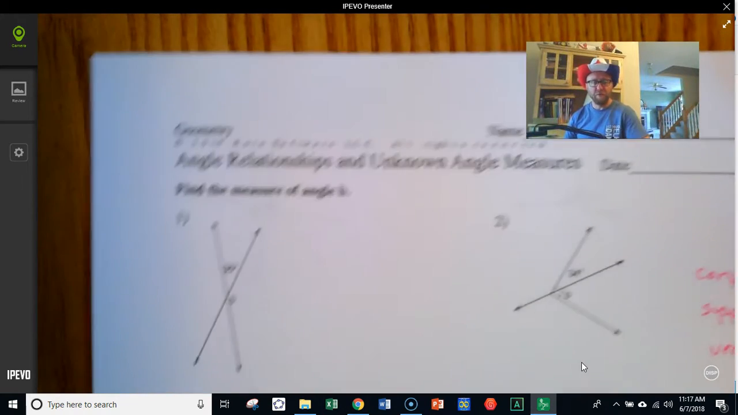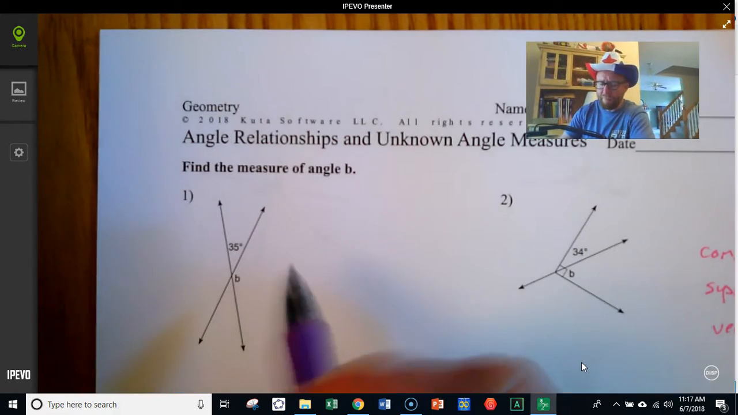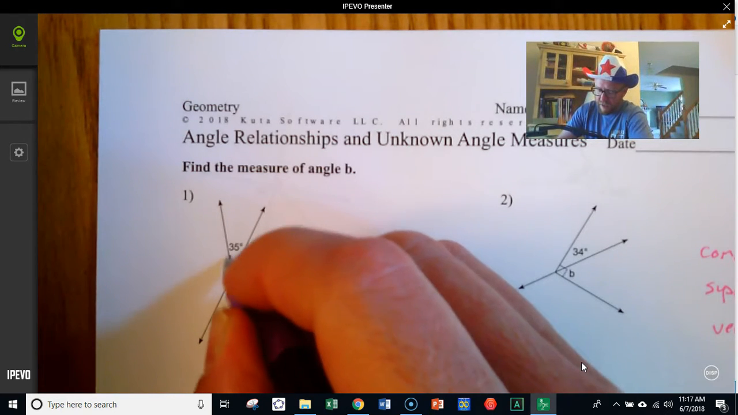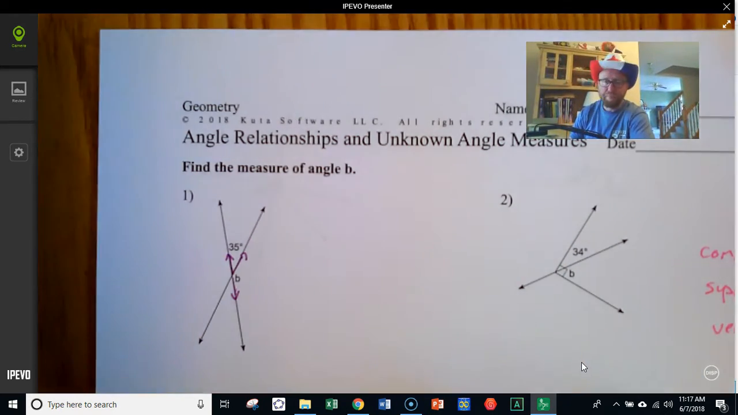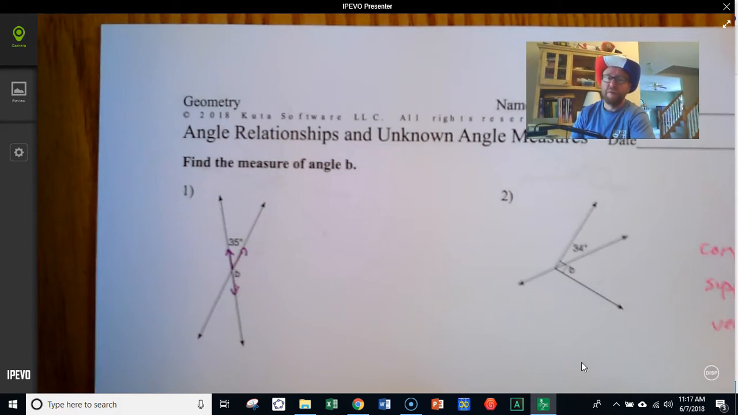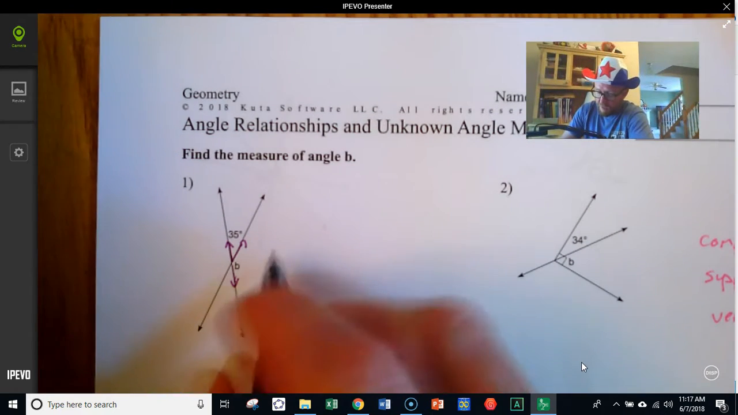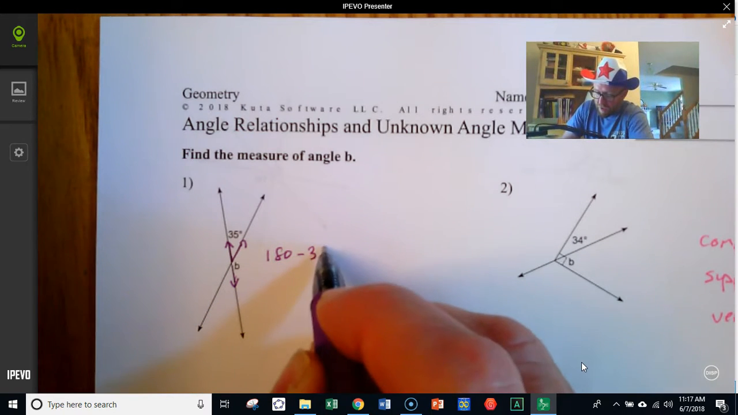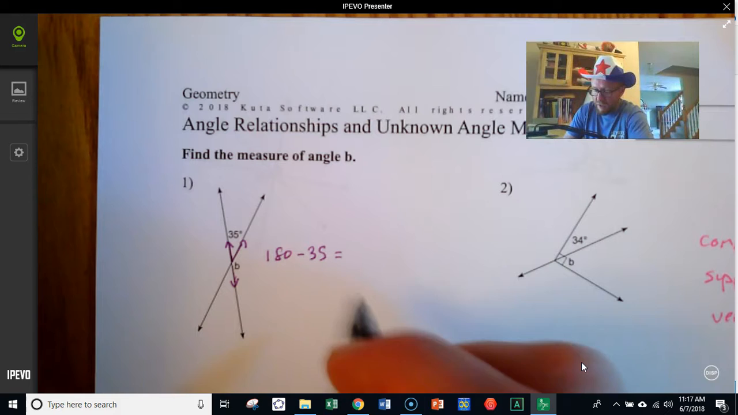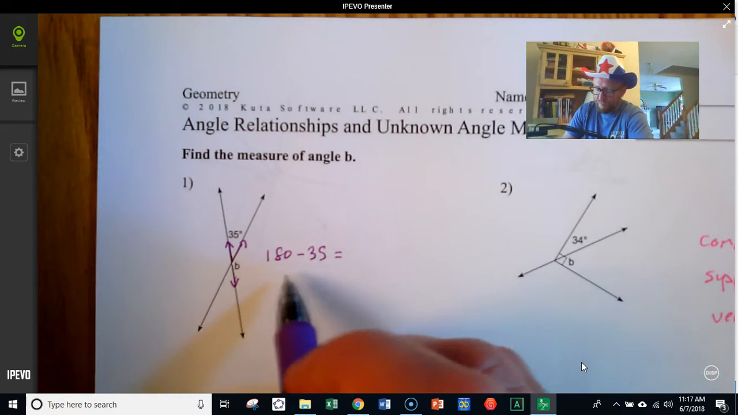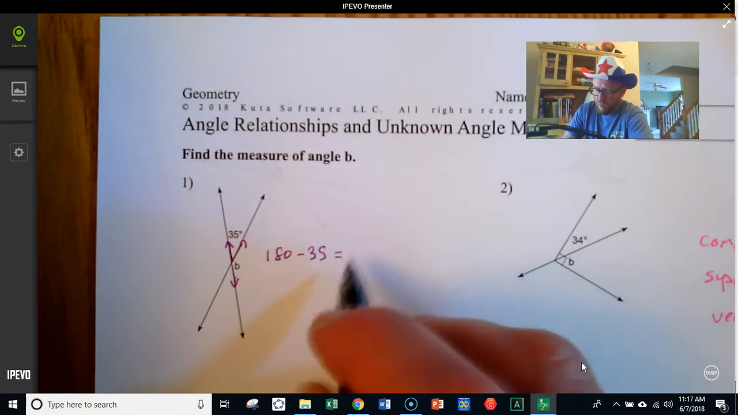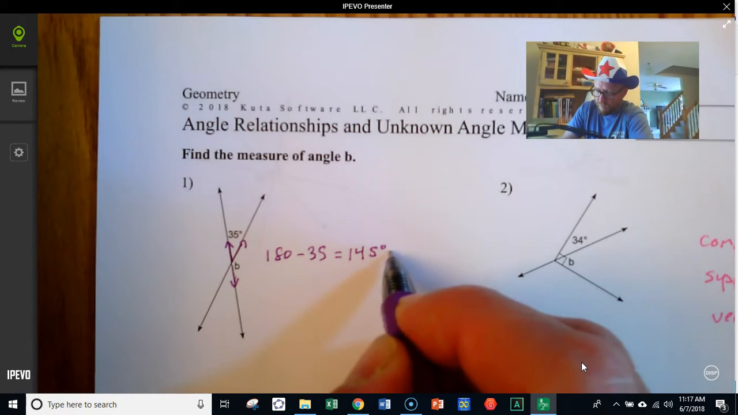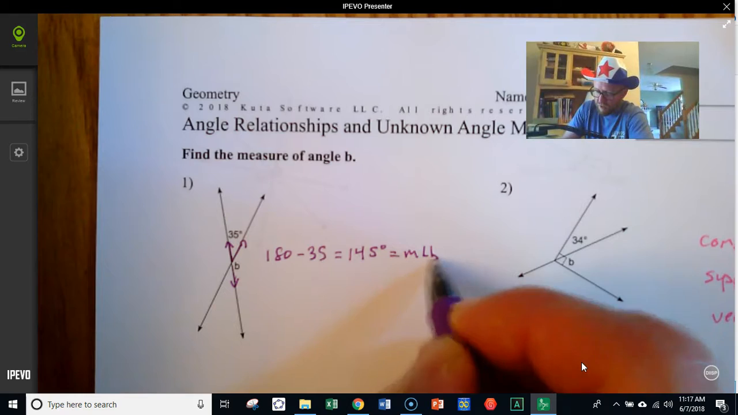All right, look at the first one here. Well, you can see that they share a common side. They come together to form a straight line. So they are a linear pair. They're supplementary. They add up to 180. So 180 minus the 35 degrees equals 145, which is the measure of angle B.